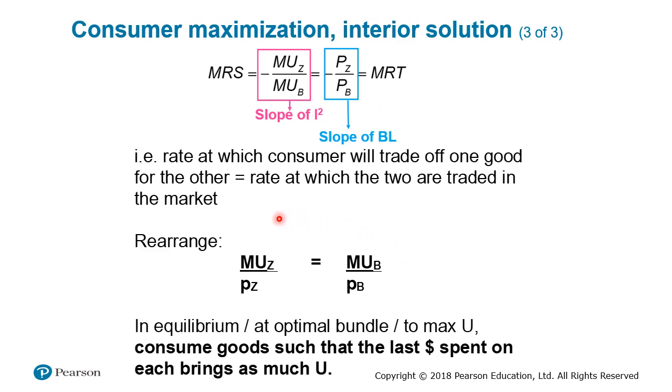What this is telling us is that in equilibrium, or to maximize her utility, the consumer should allocate her budget so that the last dollar she spends on each good brings as much utility across all the goods she consumes. And you might remember that as the last dollar rule or the last rand rule. The last rand you spend on each good should bring you just as much utility if you are maximizing your overall utility.